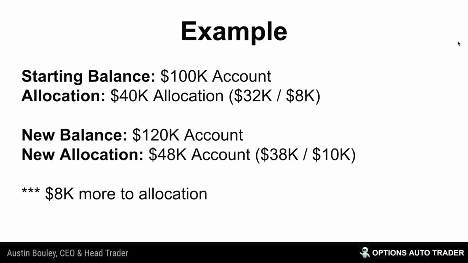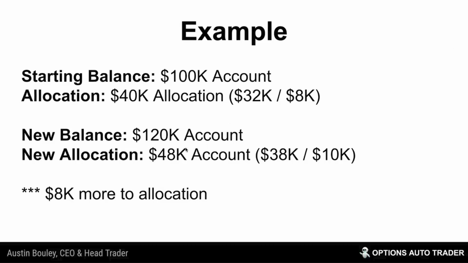Let's say we have a starting balance of $100,000 in the account. Allocation is $40,000. That means that 32,000 will go to long-term bots, 8,000 will go to our daily income bot. Now, let's say after a year of trading, we've gotten the account to $120,000. Not too bad. 20% return on your money. Not bad at all. Right?